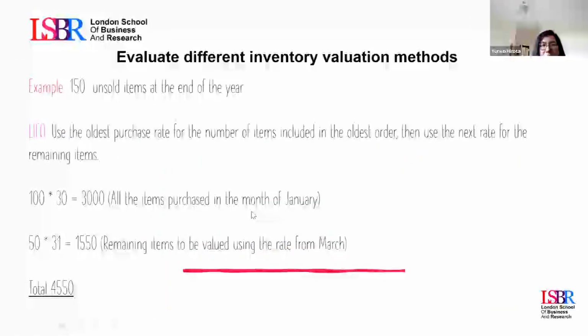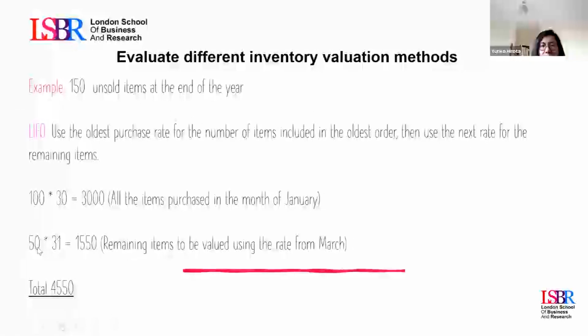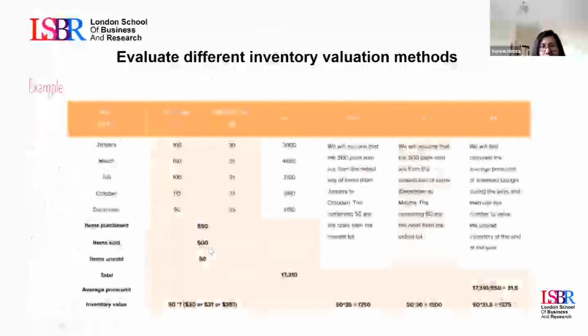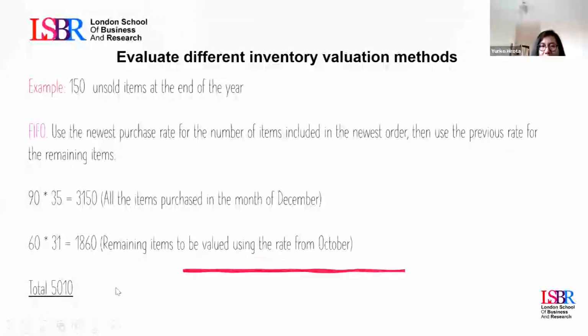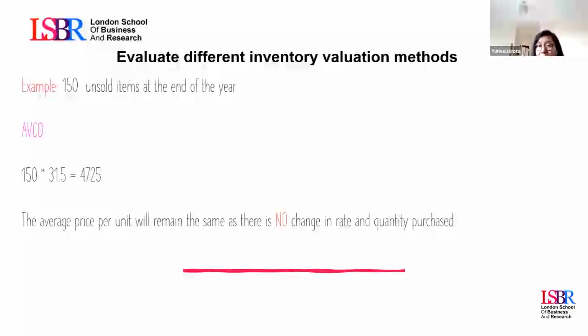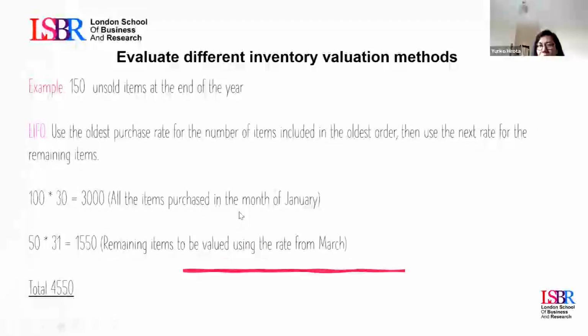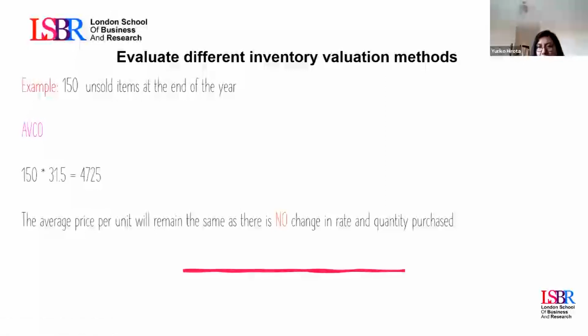So it's the same, for example, in LIFO. We will take 100 at the price of 30, and the rest of the product that we need, 50, we will use the price of 31. So obviously the valuation will change again. And this is under the scenario of FIFO or LIFO, but what happens with average cost? In the average cost, we wouldn't have any change, because in average cost we are valuating every day. So the cost is the same: 31 using average cost, the cost won't change.